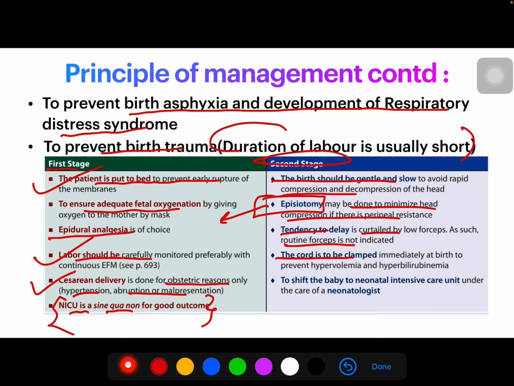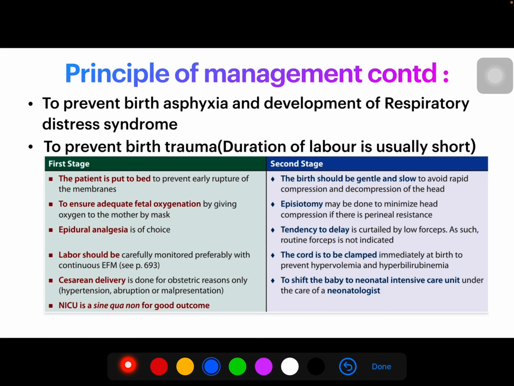And the cord is to be clamped immediately at birth to prevent hypervolemia and hyperbilirubinemia. Mainly there is a saying that we have to delay cord clamping, but in this case we have to clamp the cord immediately, and ship the baby to the neonatal intensive care unit under the care of the neonatologist.